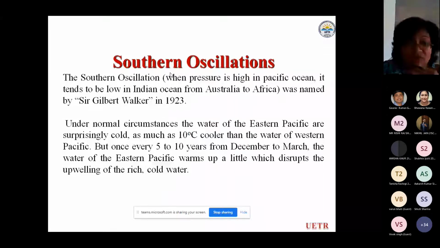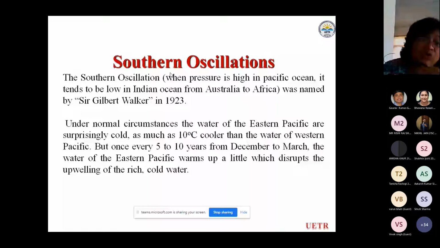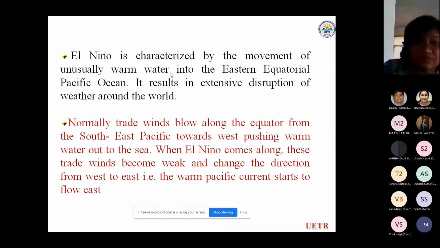This phenomenon happens every 5 to 10 years from December to March. The water of the Eastern Pacific warms up a little, which disturbs the upwelling of the rich cold water. And the water works like a seesaw. That's why it is known as the Southern Oscillation, up and down, the up level and the down level. You can see this type of phenomena.